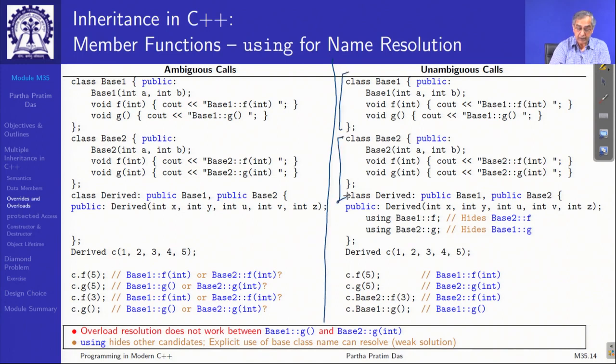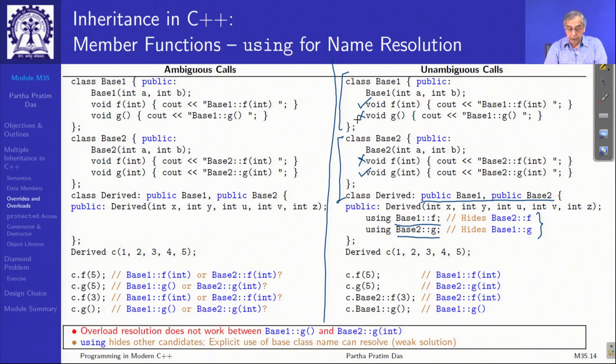I do not change the classes, neither the inheritance, multiple inheritance, but since I have two f functions, I specify which f function I am going to use. So, I say that I am going to use base 1 colon colon f, which will hide base 2 colon colon f. It will hide this one, it will allow this one. Similarly, I would say that I am going to use the g function of base 2. So, I am going to use this, and therefore, I will hide this one.